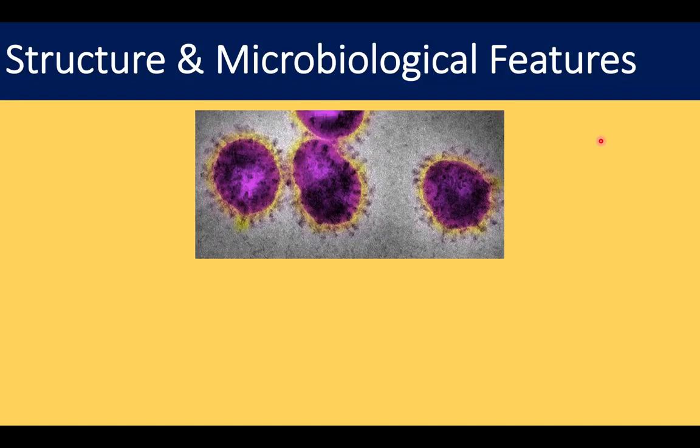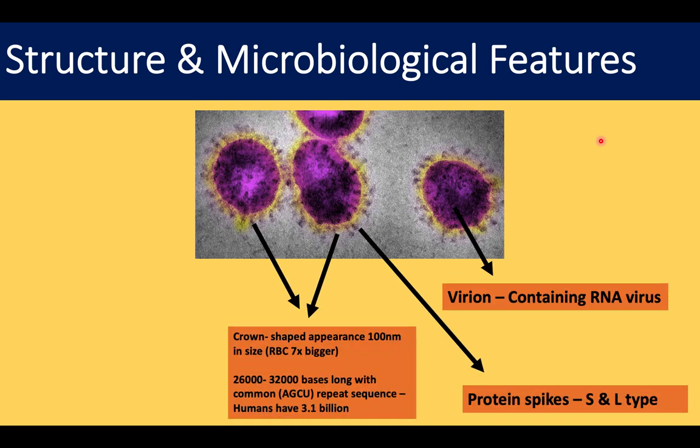Structural microbiological features of COVID-19. On screen you have an electron microscope image of COVID-19. COVID-19, or coronavirus, the name itself is Latin for crown, is around 100 nanometers in diameter, which is very, very small, hence why we had to use an electron microscope to see it. A red blood cell is usually 7 times bigger.